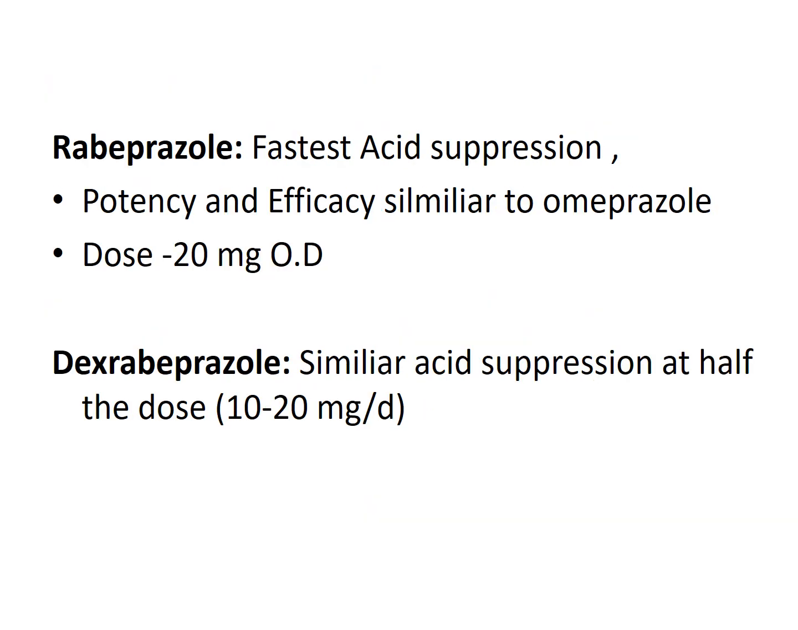Rabeprazole has the fastest acid suppression. The potency and efficacy are similar to omeprazole. The dose is 20 milligram OD. Next is dexrabeprazole, which has similar acid suppression but half the dose of rabeprazole, 10 to 20 milligram OD.